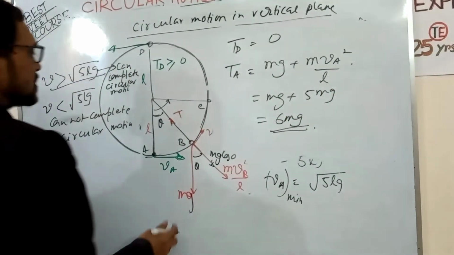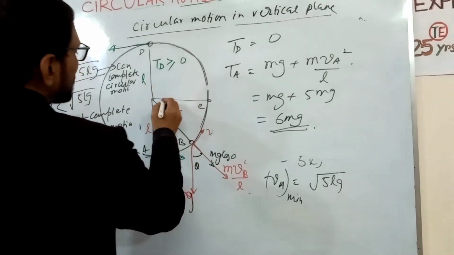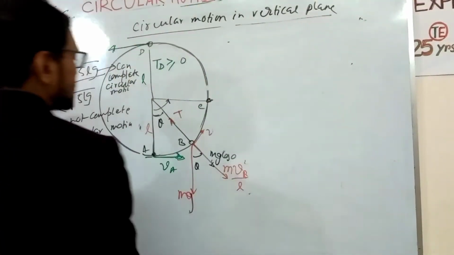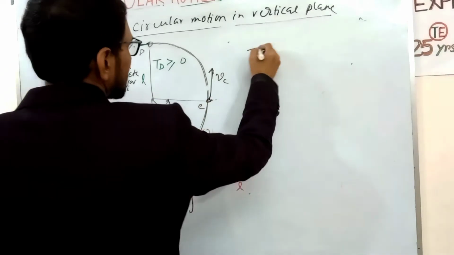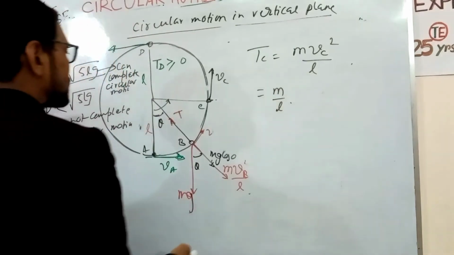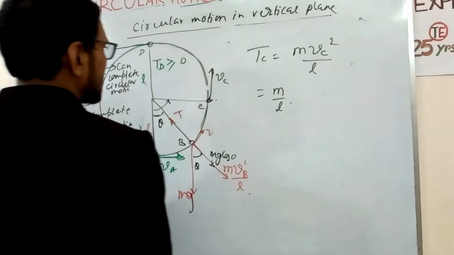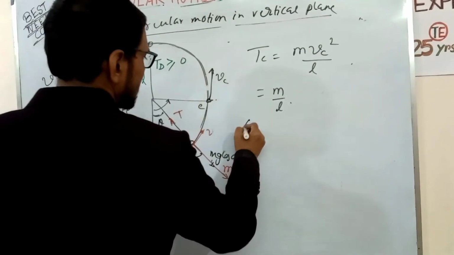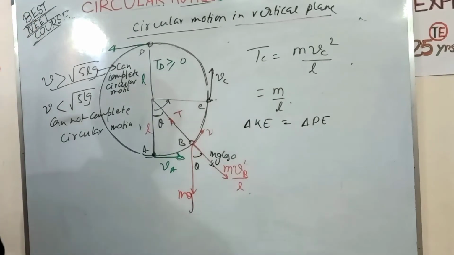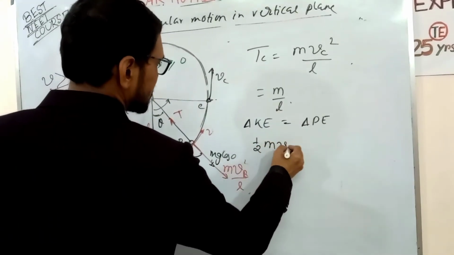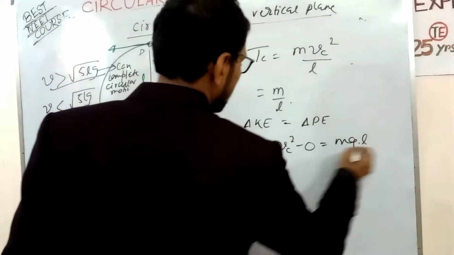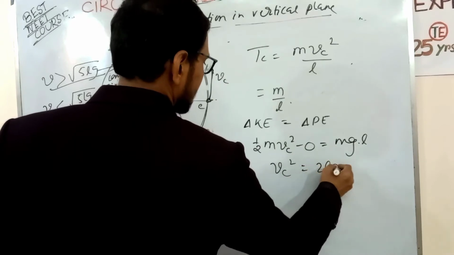Now if you are asked to find the tension at C, what is the tension? To find the tension, if the velocity is this, then the tension at C will be m vc square by L. What is vc? To get the velocity at C, we use change of kinetic energy equal to change of potential energy, which is half m vc square minus 0 equal to mg into L, that is vc square equal to 2lg.